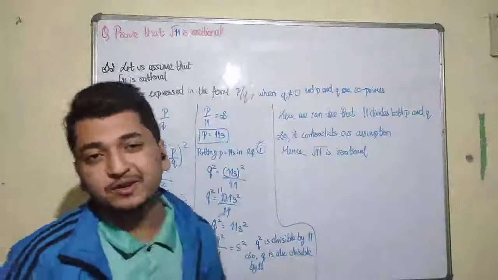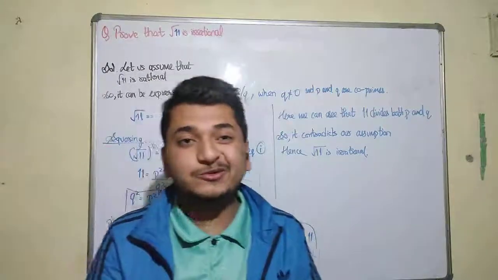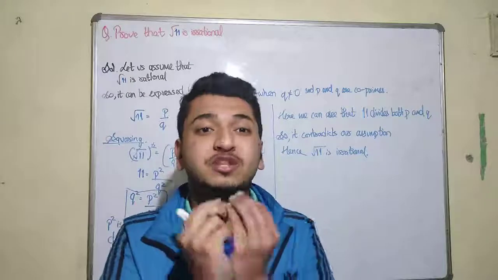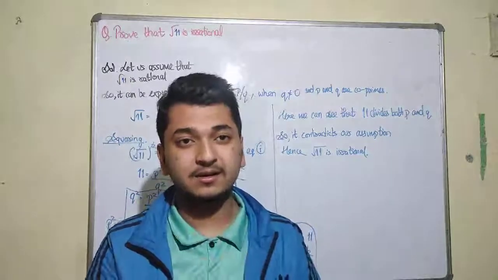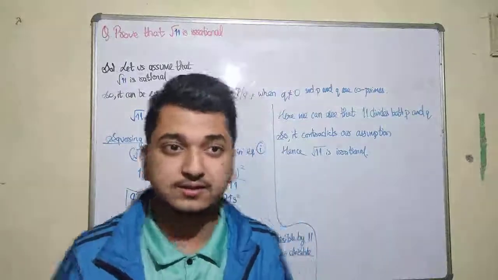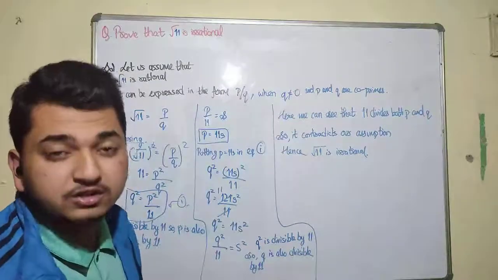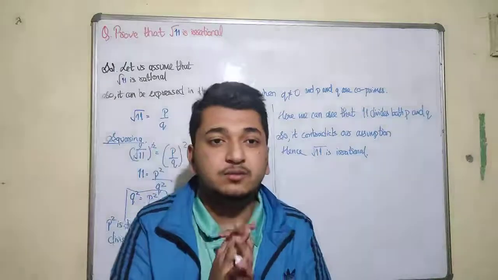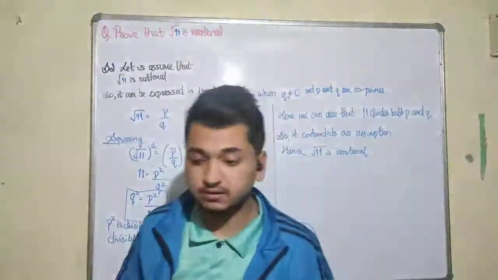So I hope your concept about proving root 11, root 2, root 3 are clear. You can prove any prime number under the root as irrational using this. So now we'll move on to our next topic.